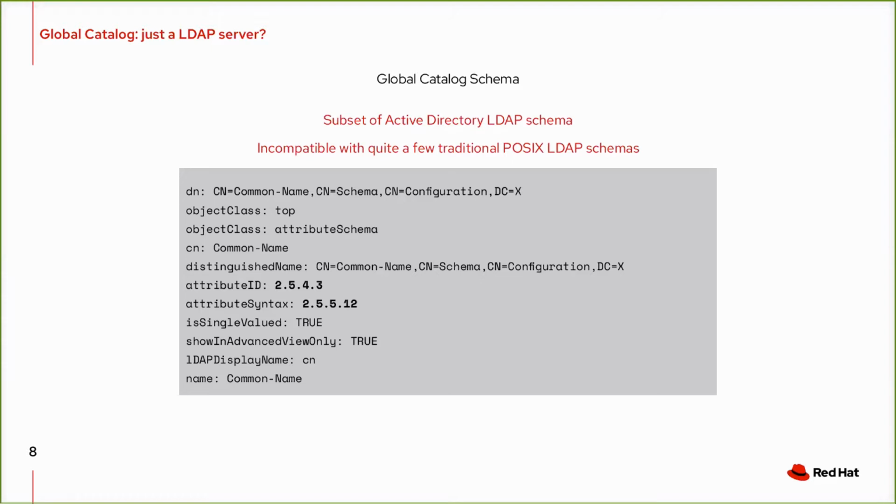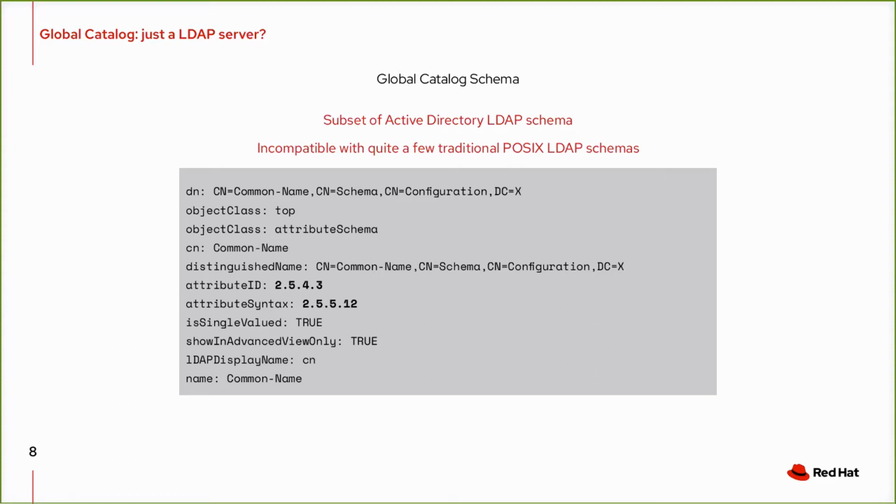For instance, if we take the simple CN attribute, you can see that the OID that is used to define this attribute is not exactly the same one as we are used to seeing in a standard POSIX LDAP schema. It's the same thing for the syntax, it's a different one. So it's an example of the typical issues that we will see when we try to mimic Active Directory Global Catalog in our own LDAP server.